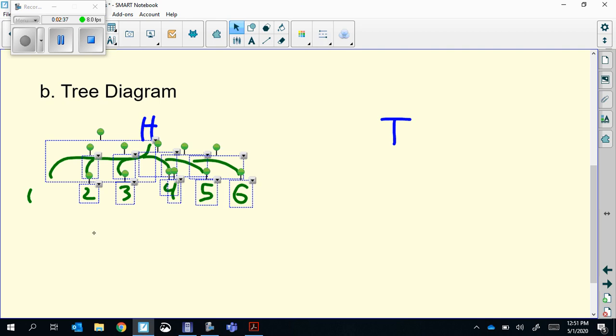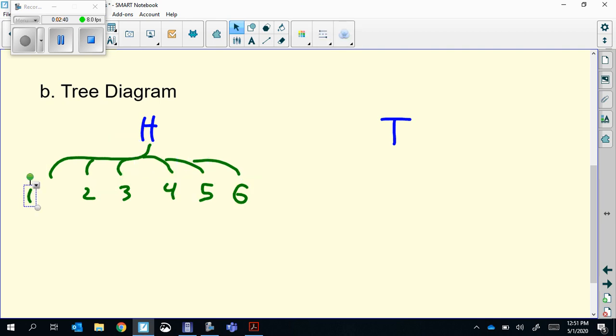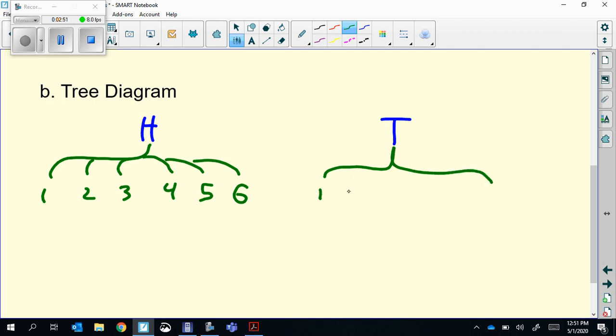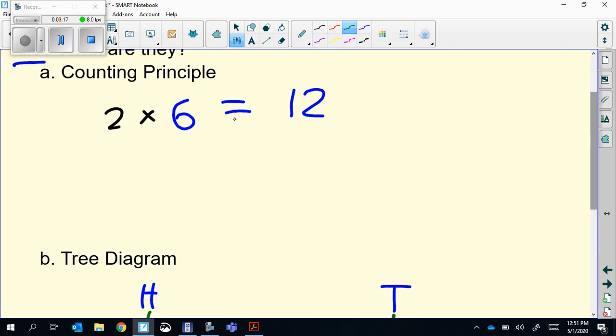And that same 1, 2, 3, 4, 5, 6 can happen after you get a tails also. So that could be a 1, a 2, a 3, 4, 5, or 6 there as well. So these are your outcomes. You can see that we've got heads followed by 1, 2, 3, 4, 5, 6. That's 6 outcomes there. And then tails followed by 1, 2, 3, 4, 5, 6. That's another 6 outcomes. 6 and 6 would be 12.